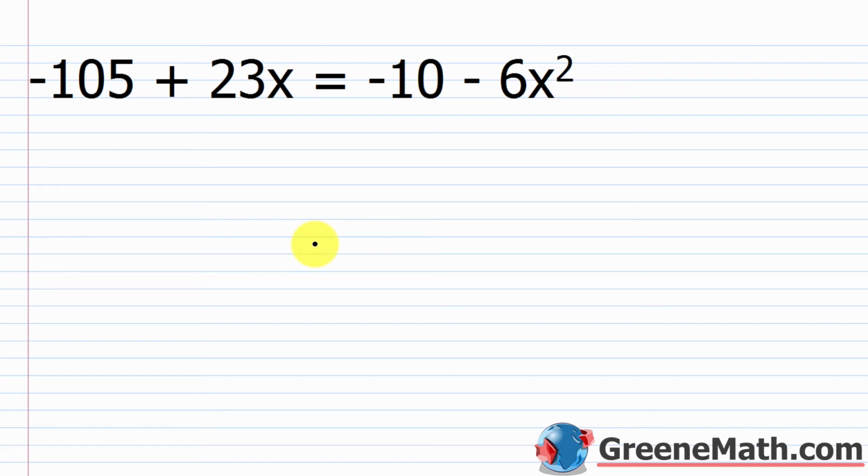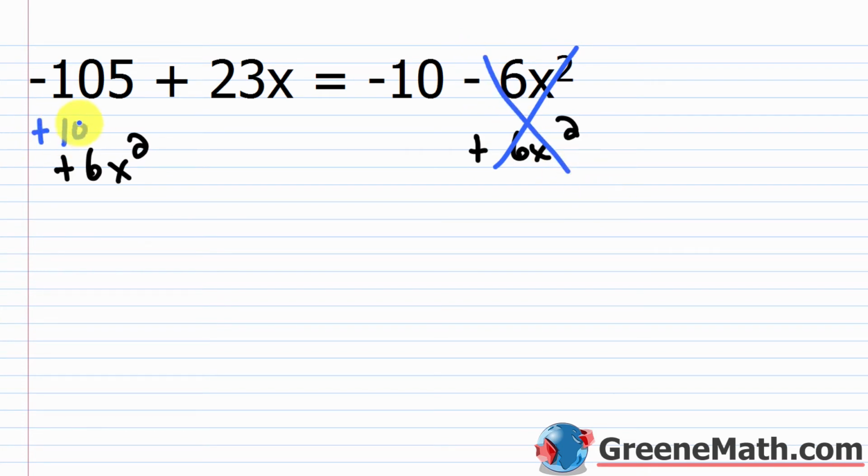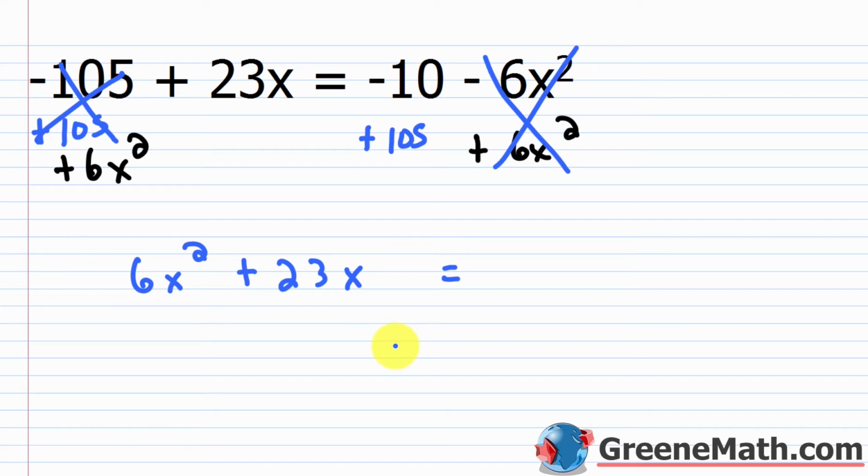So what I'm going to do, I like my variables to be on the left. I'm going to add 6x squared to both sides of the equation. And that's going to cancel this over here. Then what I'm going to do is I'm going to add 105 to each side of the equation. And that's going to cancel that over there. So on the left, I'm going to have my 6x squared plus my 23x, and this is equal to, on the right, negative 10 plus 105 is 95. So from here, I have all the variable terms on one side and a number on the other.